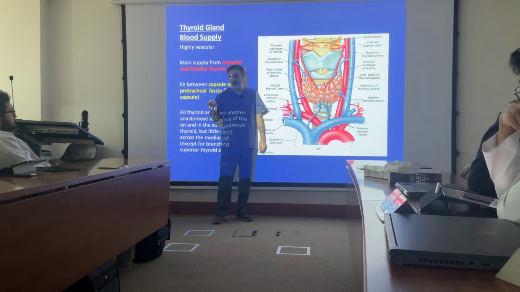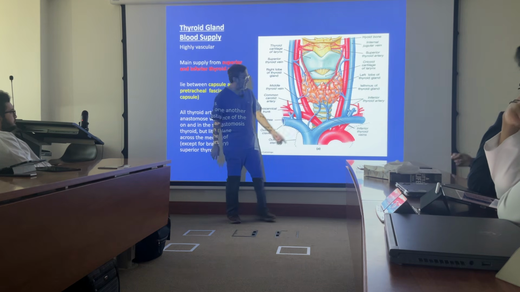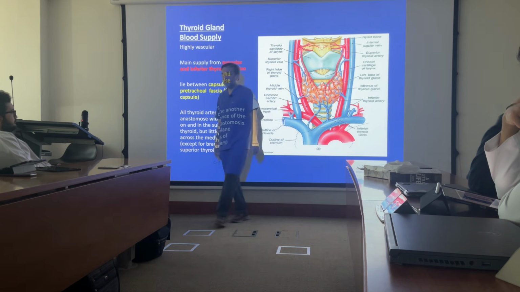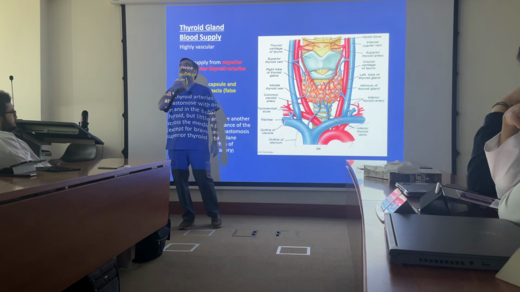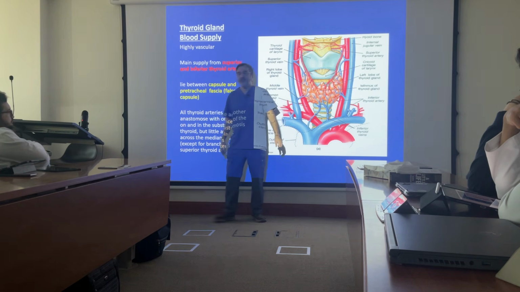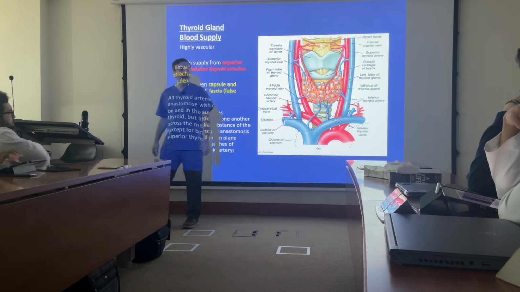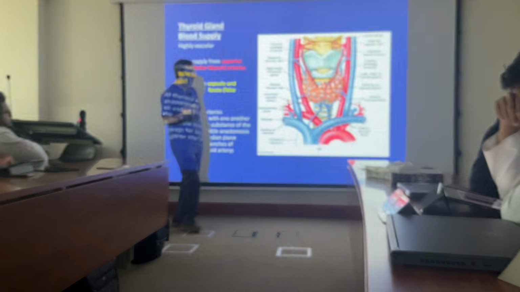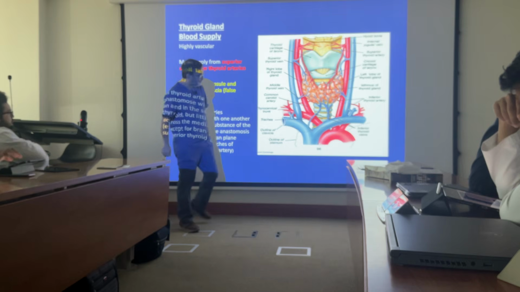In 10% of the patients, you might have another artery which is called the thyroidea ima artery, which arises from the arch of aorta and goes directly to the isthmus. So it is running on the tracheal rings and it is going all the way to the isthmus of the thyroid gland. This happens in 10% of the people. Thyroidea ima artery is present, which arises from the arch of aorta. Now, importance of that artery.